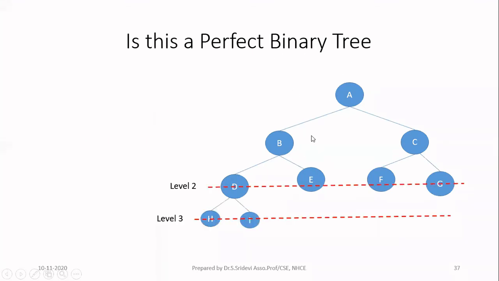Now let us consider this diagram. Is this a perfect binary tree? The first point is all the interior nodes must have two children. The interior nodes here are A, it is having two children, and B, it is also having two children. C, it is also having two children. Then D, it is also having two children. First property is satisfied. But what about the second property?